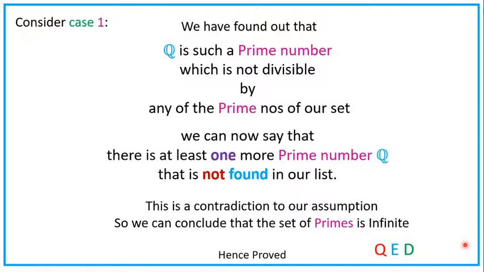QED, hence proved. So when it is a prime number which is not divisible by any of the prime numbers under consideration, we can definitely infer that there exists one more prime number other than the prime numbers under consideration. So this is case number 1.